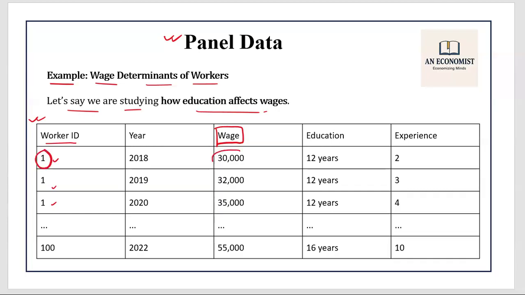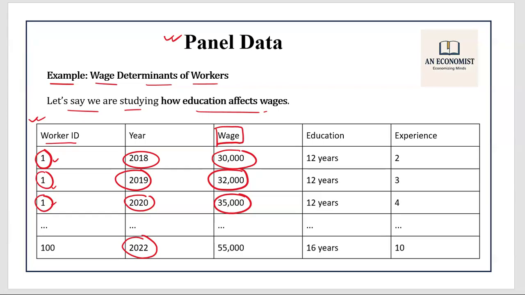what will be the wage? What will be the wage of the first worker in the year 2018? What will be the wage of the first worker in the year 2019? What will be the wage of the first worker in the year 2020? And in this way, all the way up to 2022. So see, this is the individual specific heterogeneity that I was talking about, right? If you don't understand this, please pause the video and try to think. This is the individual specific variation or heterogeneity.